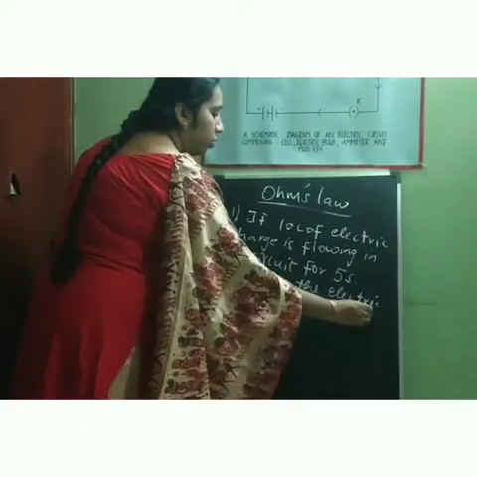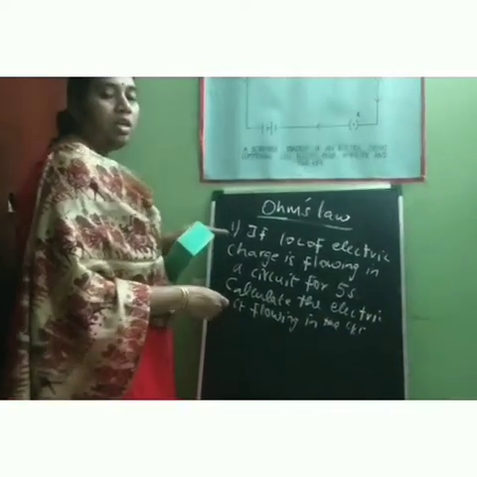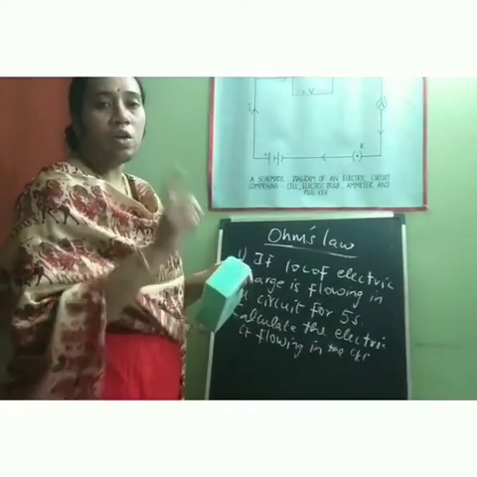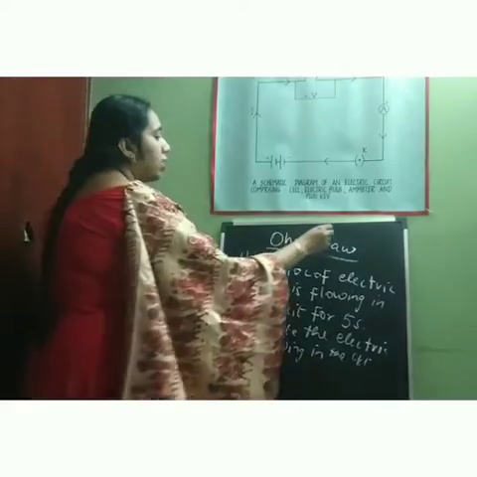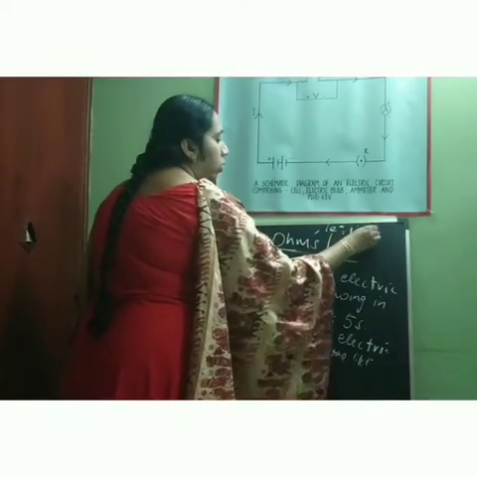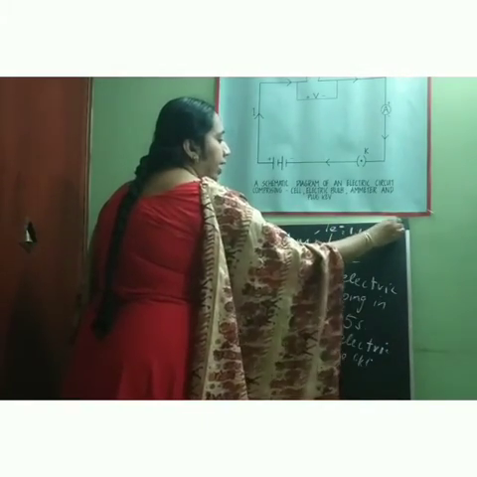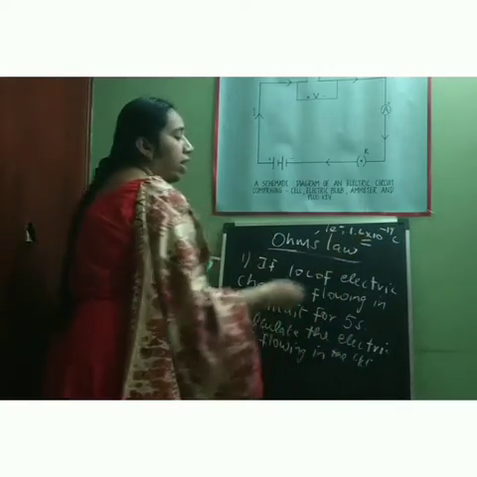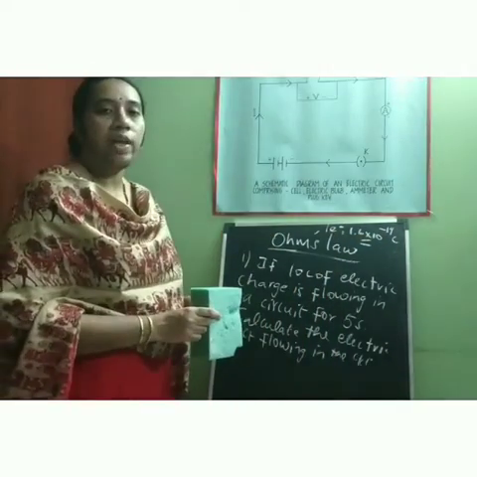I have missed telling you one point. You should know the charge of one electron. The charge of one electron is 1.6 into 10 power minus 19 coulomb. This will be very useful for you when we are solving numericals.